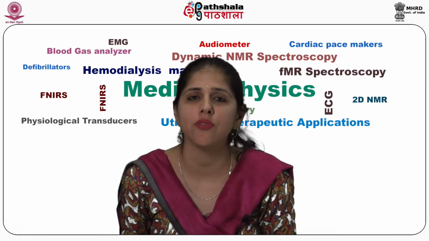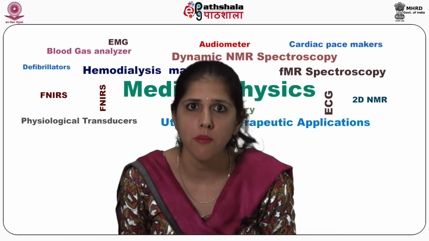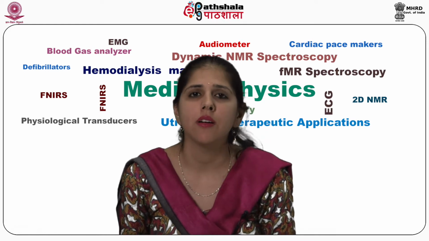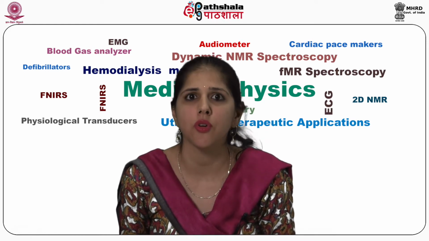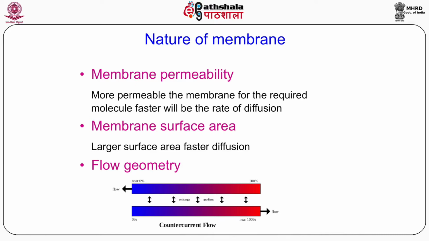Hence, the temperature of the dialysate solution has to be warm, but at the same time matching the body temperature of the patient. Now we will be discussing the second component that affects the process of diffusion, which is the nature of the membrane. The membrane has three things that we have to consider. One is membrane permeability, the second is the surface area of the membrane, and the third is the flow geometry.